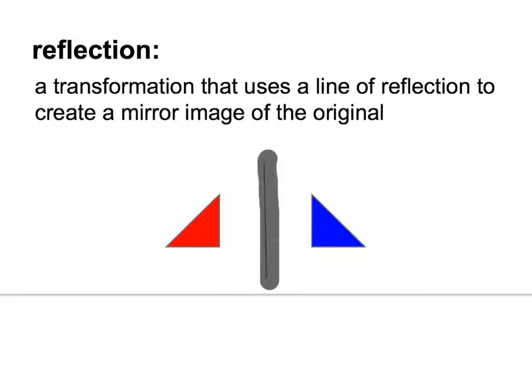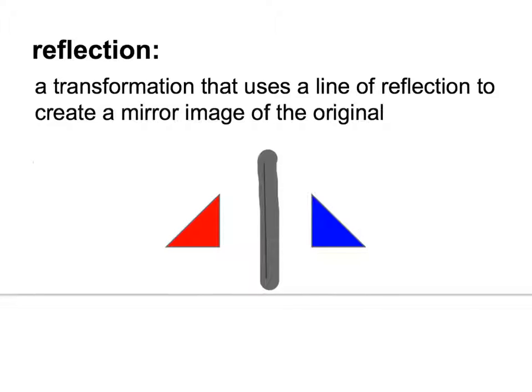Another way of thinking about it, it's like you have a piece of paper and you took some wet paint and painted one of the triangles, and then you folded the paper in half along that highlighted center line and pressed, and you got an image on the other side from the wet paint. So again, a reflection is a transformation that uses a line of reflection to create a mirror image of the original. We also think of a reflection as a flip because it's like we literally flip the piece over the line.